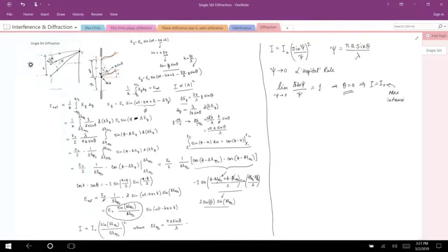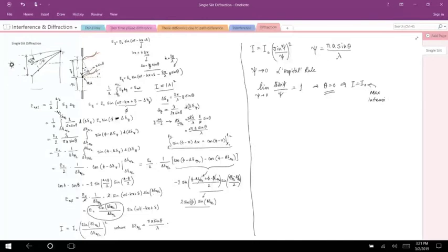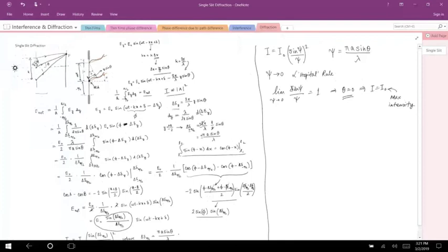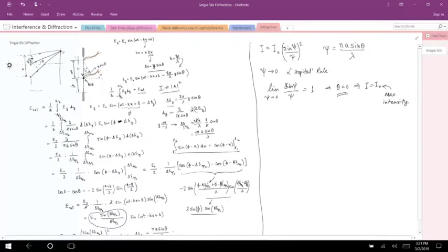So at the center of the screen, in the case of diffraction, we get an intensity maximum, right? Right at the center of the screen, somewhere over here, we'll get an intensity maximum. And as we go further and further out, this intensity is going to drop in size.